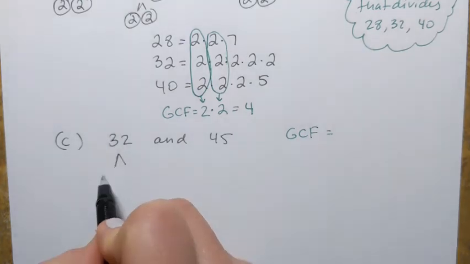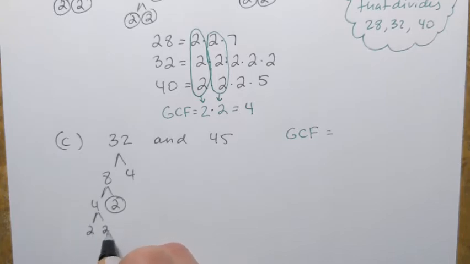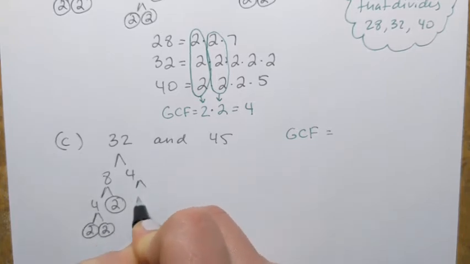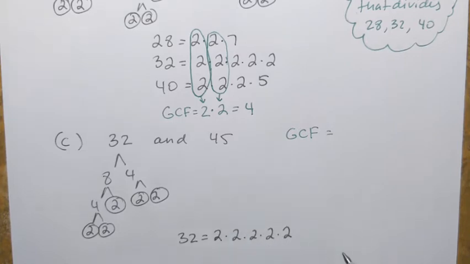32, we just did it, right? It's 8 times 4. 8 is 4 times 2. 2 is prime. 4 I can split as 2 times 2. And here I can split that as 2 times 2. Okay, we already did that, so I remember from my previous example, so 32 is 2 times 2 times 2 times 2, 5 of those, like that.